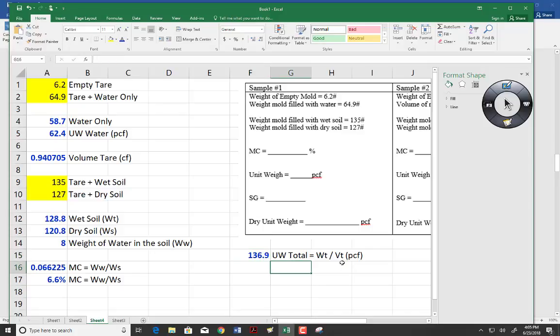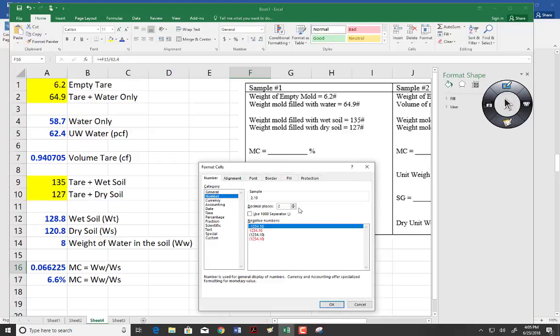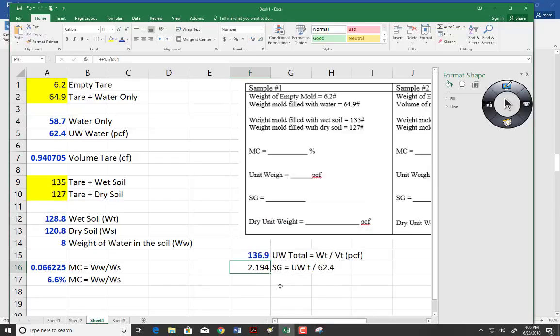The specific gravity is going to equal my unit weight total divided by what? 62.4, which is the unit weight of water. So my specific gravity is that divided by 62.4, and you get 2.91. Format cells, number, 3 decimal places typically on specific gravities.